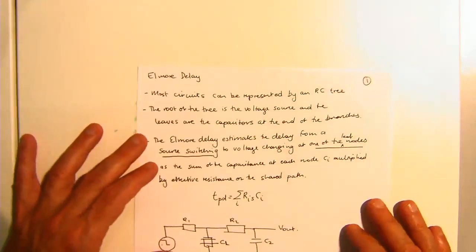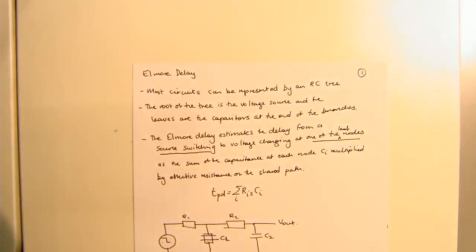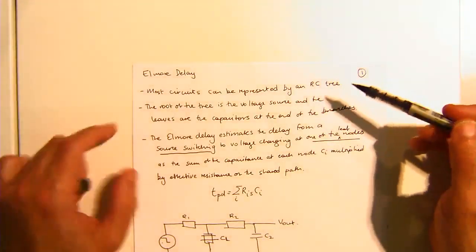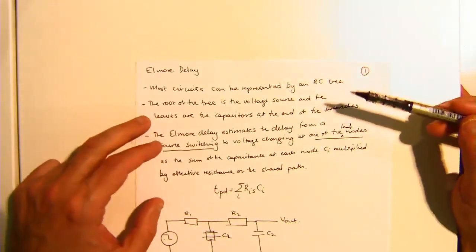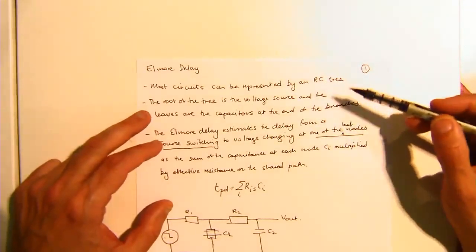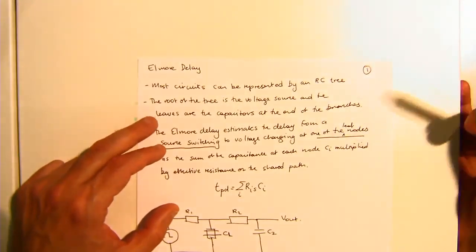And on that note, we're going to talk now about something called Elmore delay and how we calculate propagation delay using Elmore's theory. Okay, so let's talk about it. Elmore delay is essentially saying that most circuits can be represented by an RC tree. Who can tell me what an RC tree is?